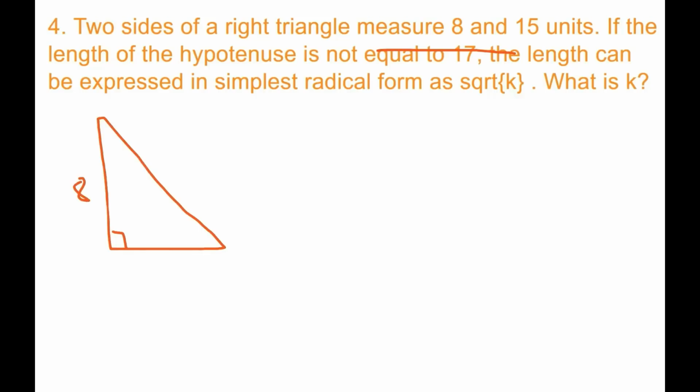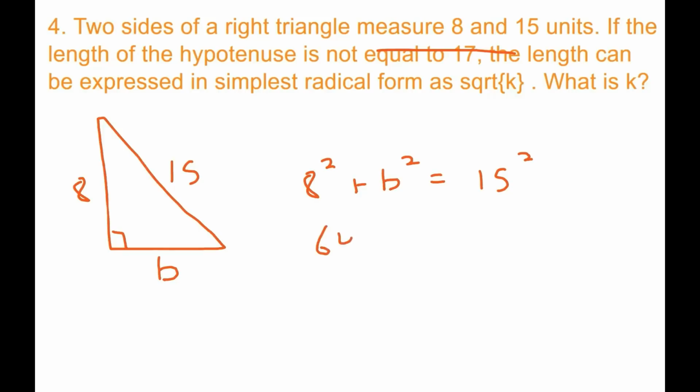So we know that one of the legs is 8. It doesn't matter which one we make 8. And the hypotenuse is 15. Let's let this leg equal b. So we know that 8 squared plus b squared is equal to 15 squared.